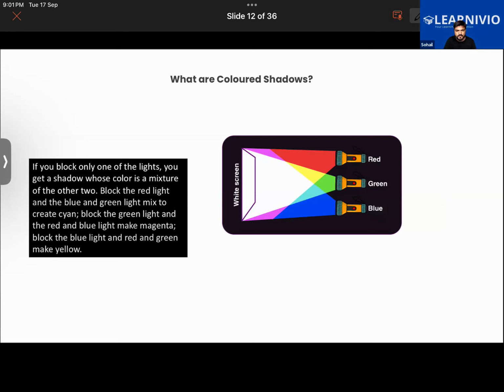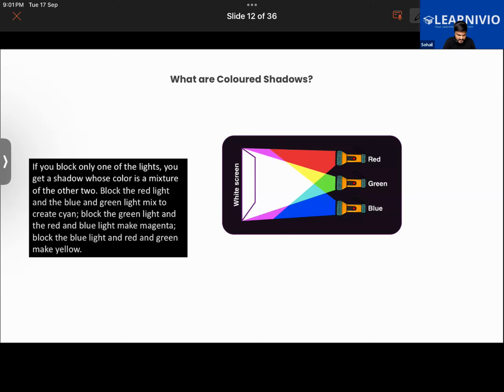If you block only one of the lights, you get a shadow whose color is a mixture of the other two. Block the red light and the blue and green light mix to create cyan. Block the green light and the red and blue light make magenta. Block the blue light and red and green make yellow.